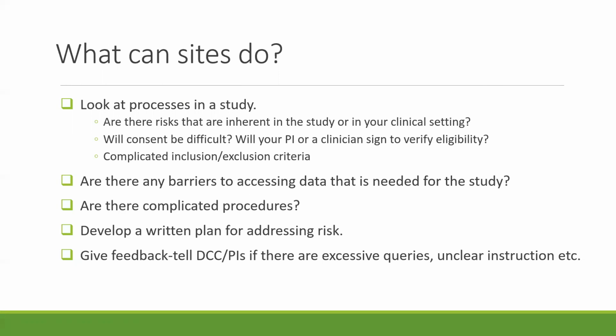Number 3, complicated procedures and developing a plan to address the risk. Are there things you're worried about? Develop a written plan to address it. And number 4, give feedback to the DCC and the lead investigators if there are excessive queries or unclear instructions. This is very helpful feedback for us and helps us as we develop processes and instructions.